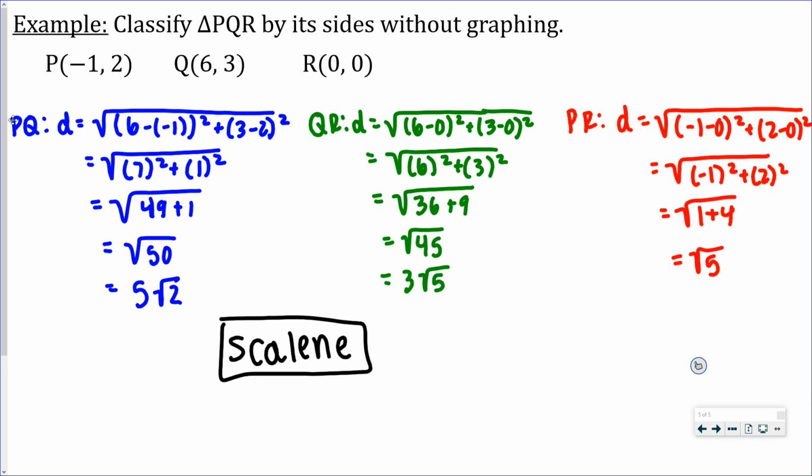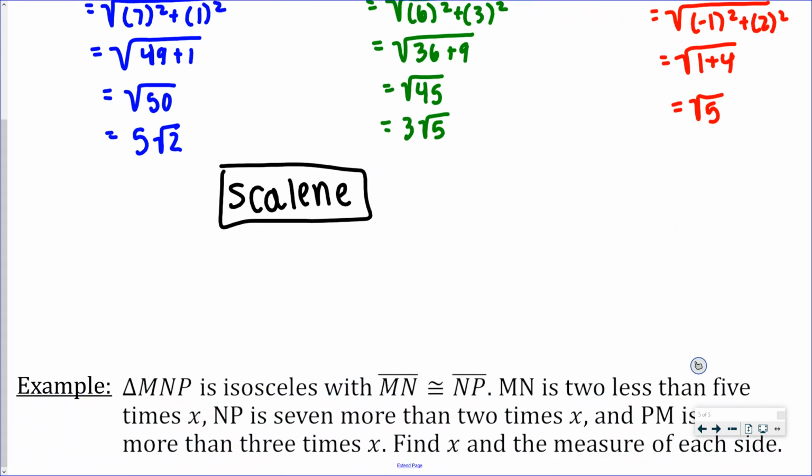Okay, we have one more to do. That's all. I think I have it at the bottom of this side. There we go.